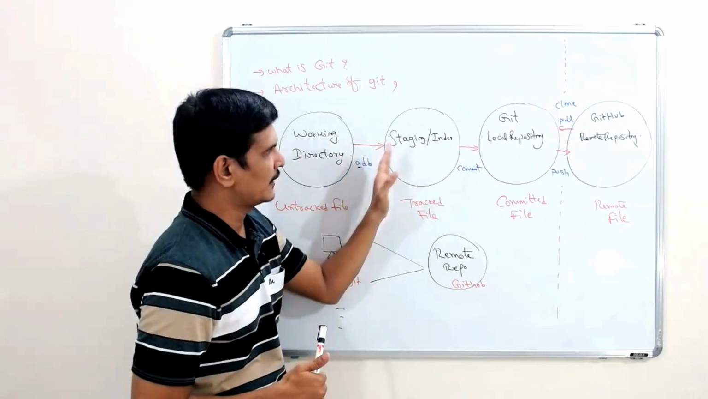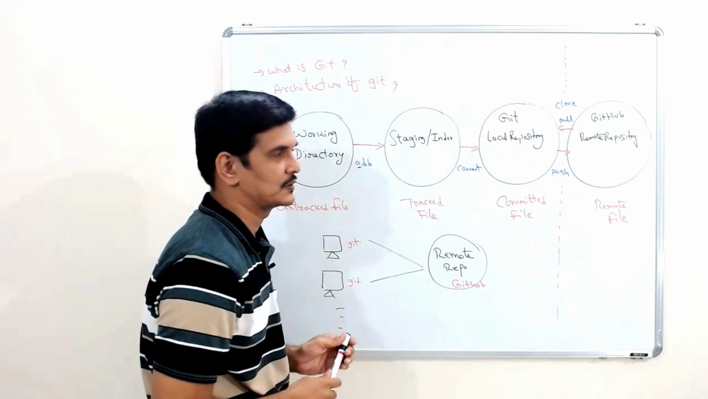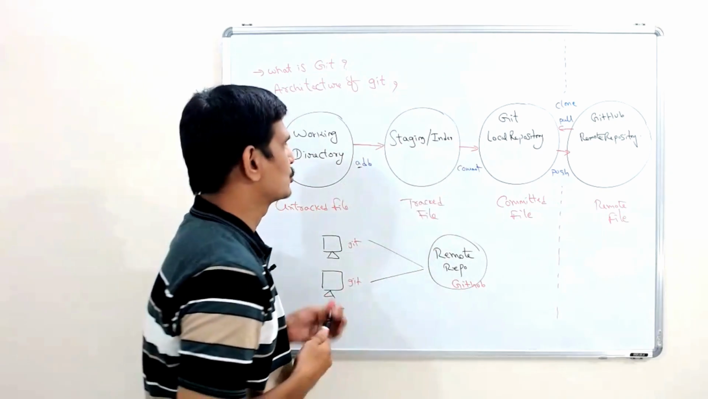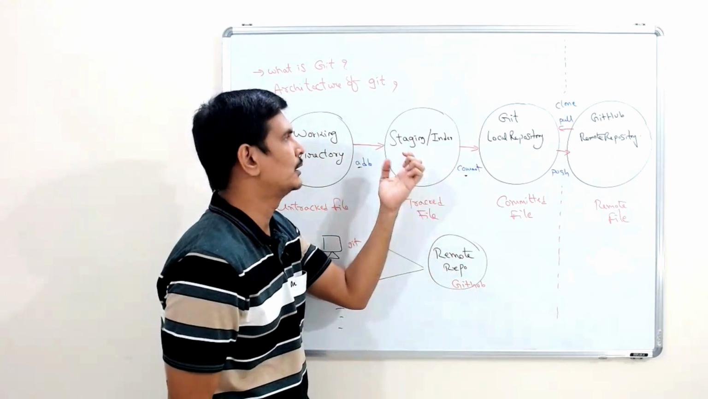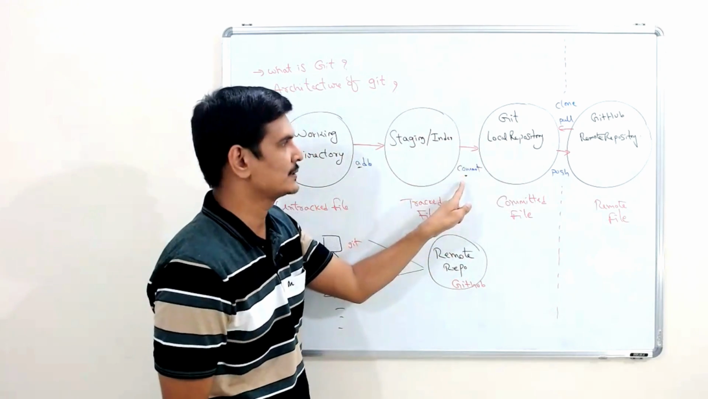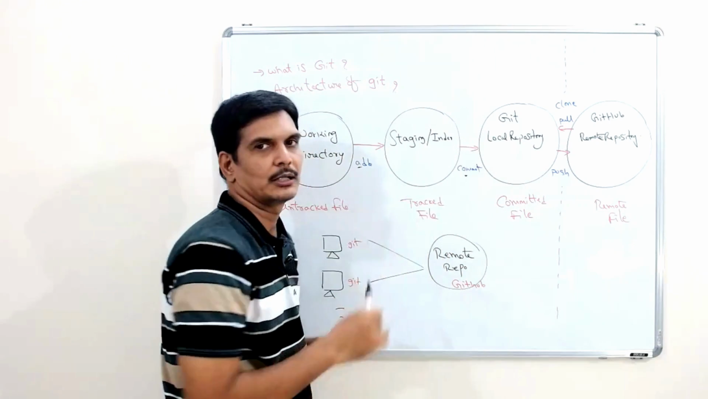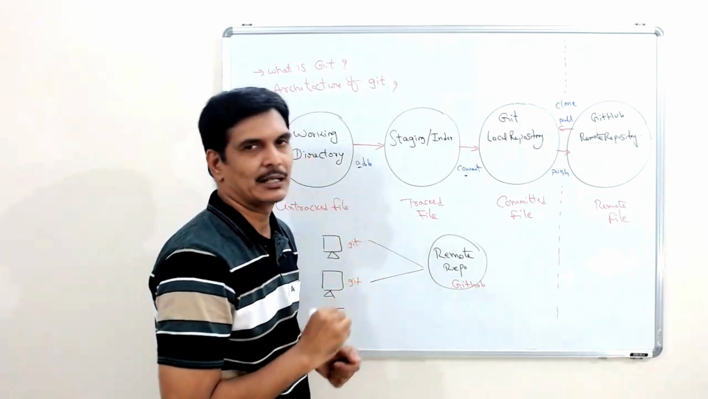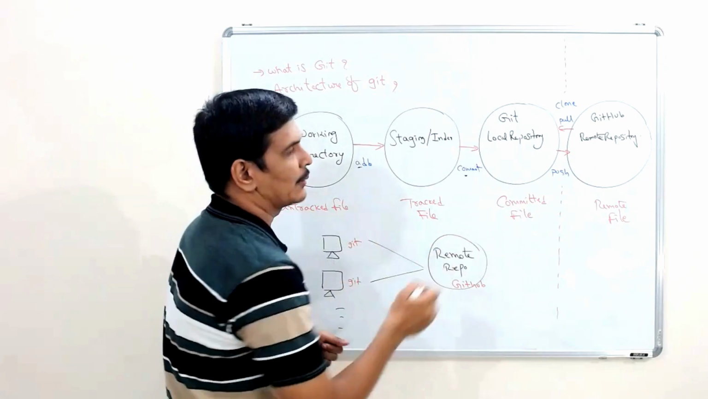Once all the files are added to the staging area, we can commit those files into the local repository by using the commit command. So commit is a command by which we can send all the files from staging to the local repository. Once you execute this commit command, all the files will be committed to your local repository, which is your Git repository available inside your machine. We call them committed files.